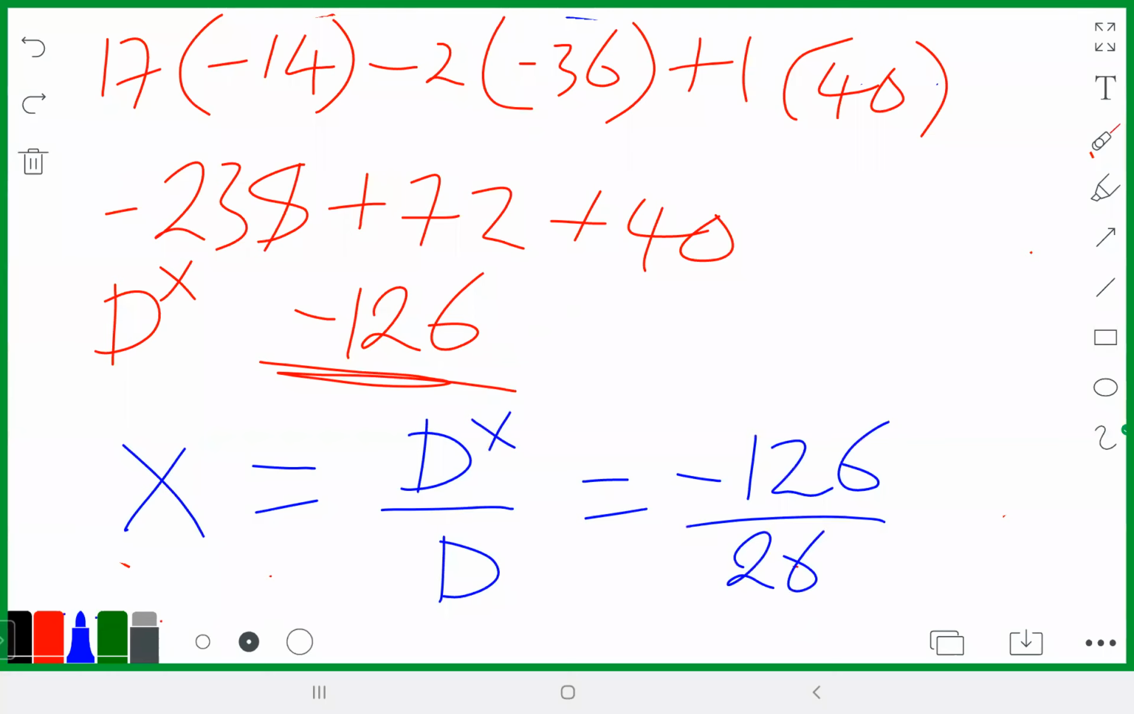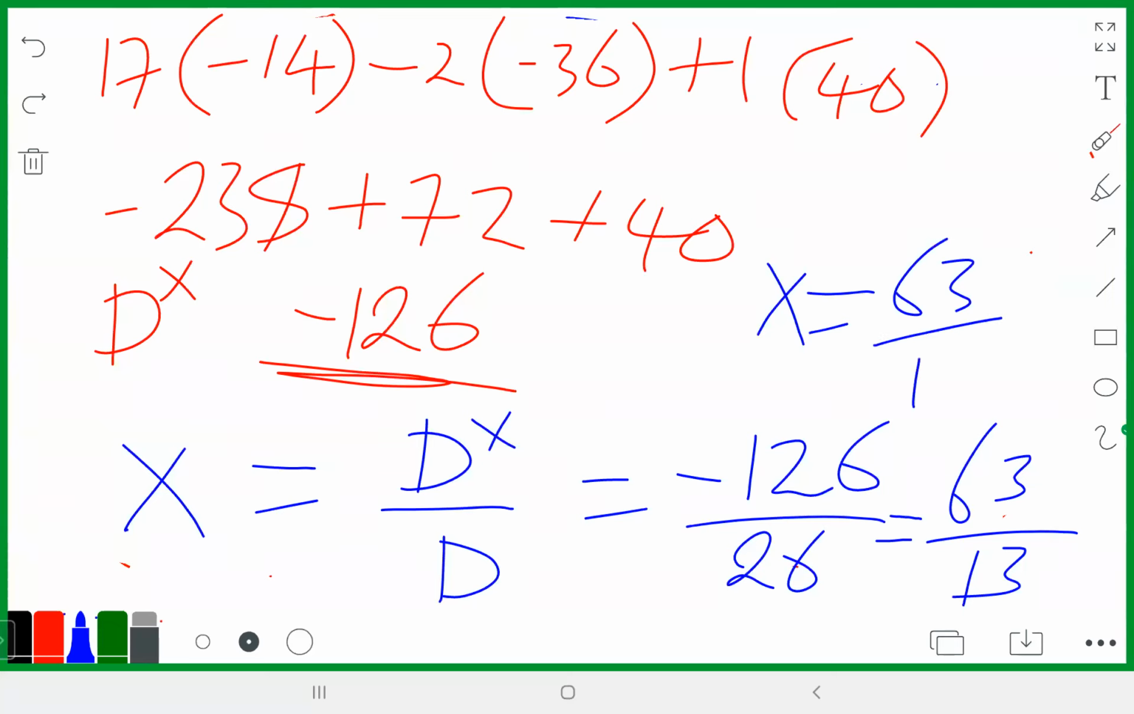There is no common factor, so we can reduce this using maybe 2. You can say 126 divided by 2 is 63, right? 63 divided by 13. There are no more numbers that can divide both 63 and 13. Then you can leave it there as the value of x. Is that clear? So therefore, x is equal to -63 over 13.